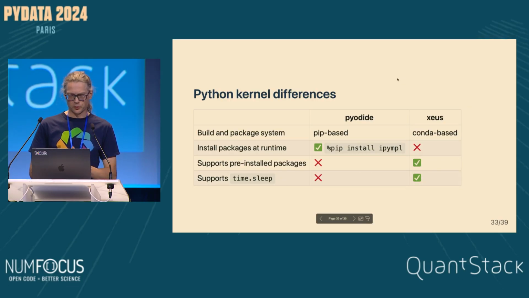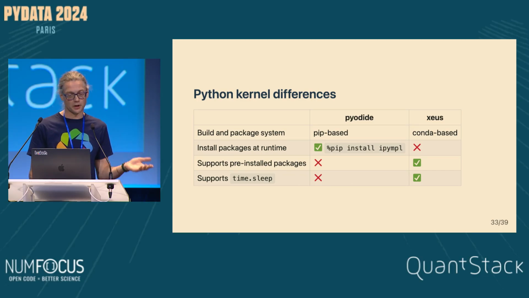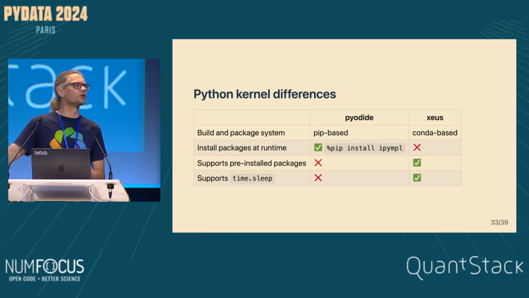What are the differences between the two? Well, one of them I've just been through, but that makes no difference to you as a user, I should say. The main difference actually is how they're built. PyData is pip-based, Xeus is conda-based. That will be important in the next slide. With PyData, you get a distribution with lots of included packages. You can also install extra packages at runtime, and it makes a network connection to get those from the PyData repository.